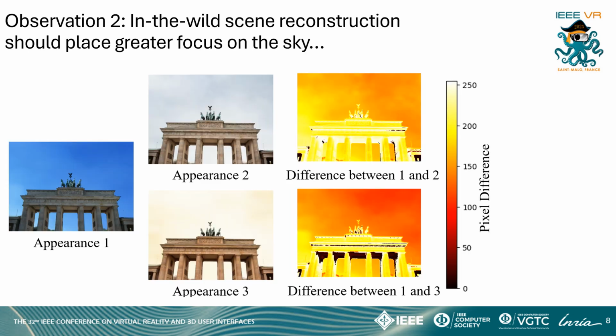Second, we find that in-the-wild scene reconstruction should place greater focus on the sky. The sky generally exhibits consistent types of radiance, such as black at night, blue during the day, brilliant orange at sunset, with minimal variation across locations at the same time. The mean radiance changes of the sky at different times are relatively small, as shown in the figure. In contrast, buildings exhibit significant radiance variance across locations within the same time and show larger mean and variance of radiance differences across different times compared to the sky. Their radiance transformation properties differ, necessitating different treatment during reconstruction.